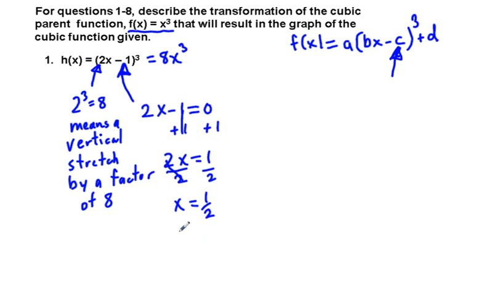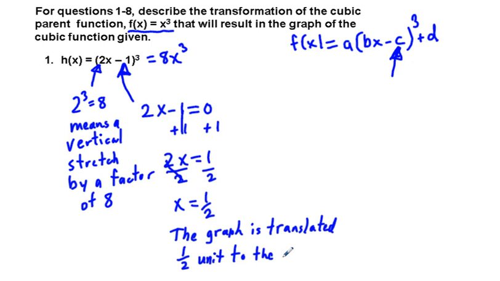And so this means that the graph of the function is translated 1/2 unit to the right. You can graph this with a graphing calculator and see that that is in fact the case. So you'll see a steeper curve shifted 1/2 unit to the right.